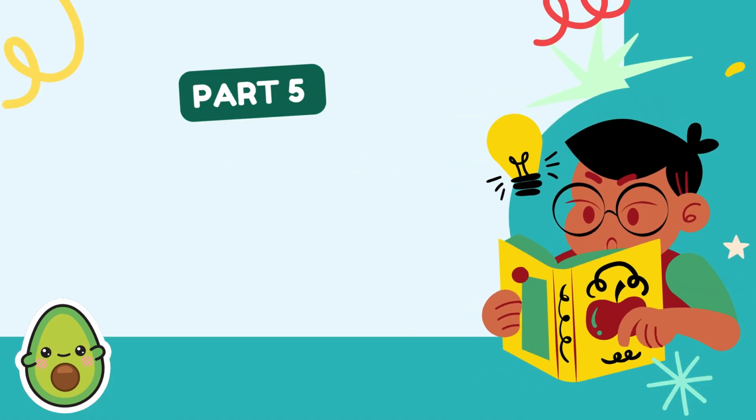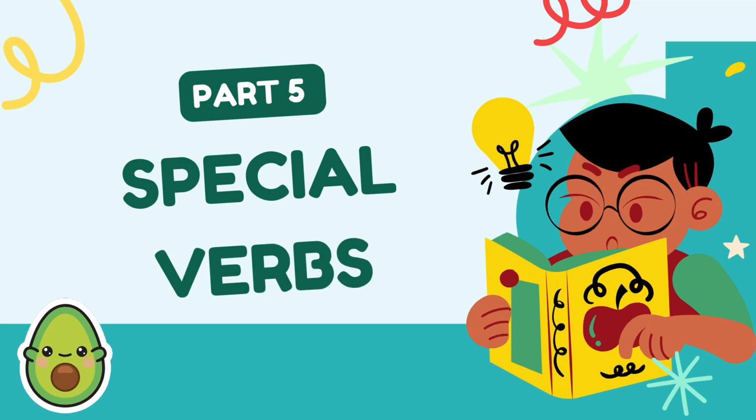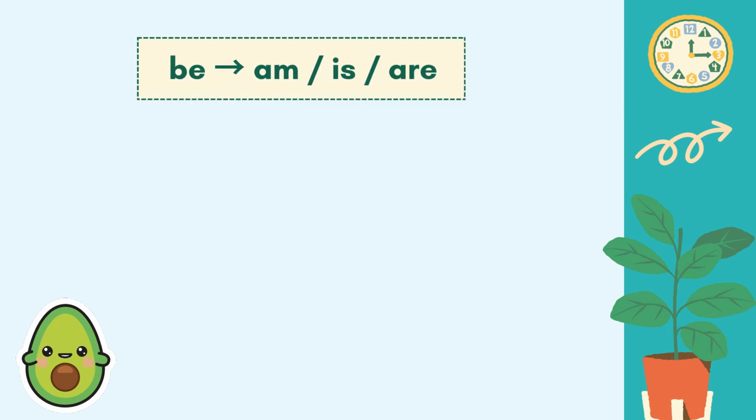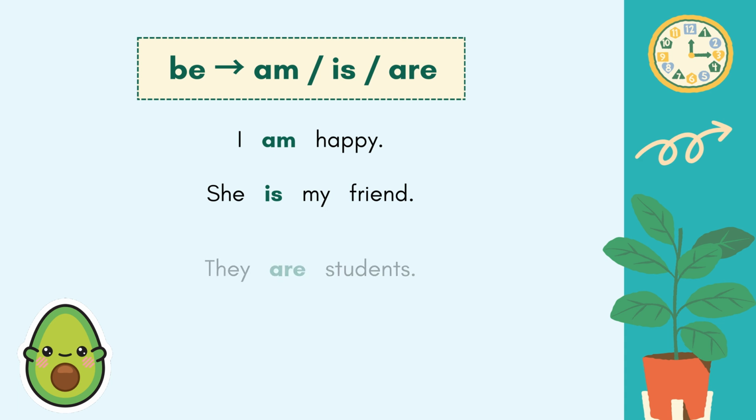Part 5. Special verbs. Some verbs are irregular in the present simple. The verb be becomes am, is, or are. Examples: I am happy. She is my friend. They are students.